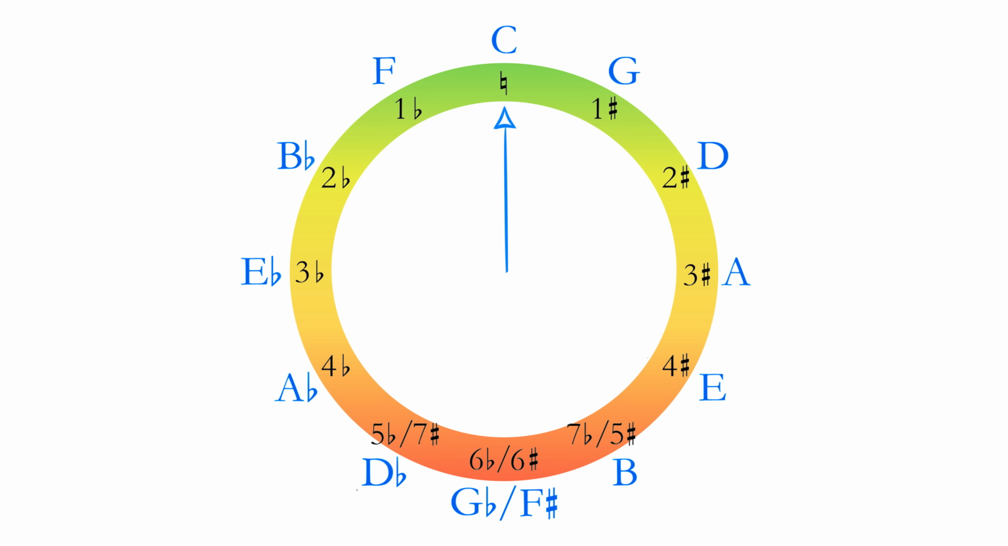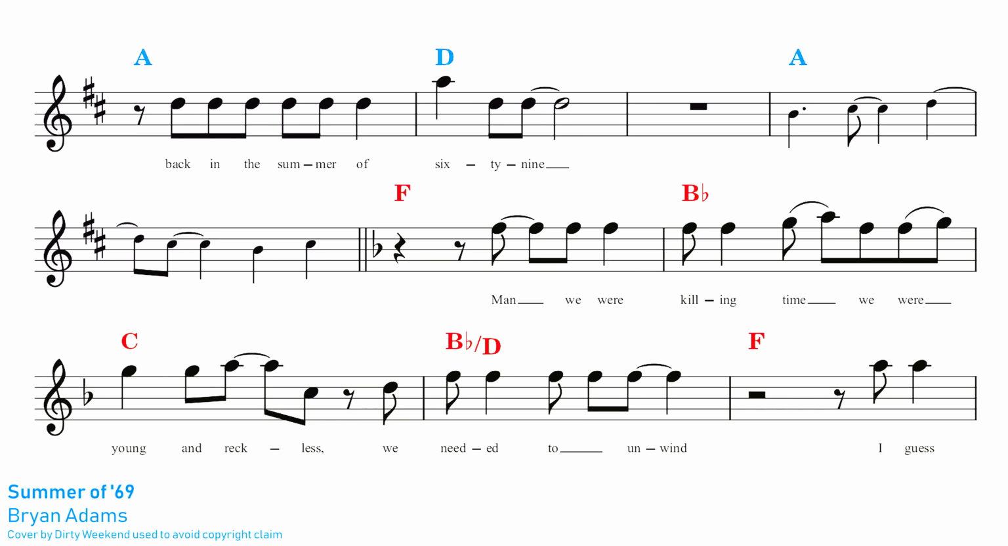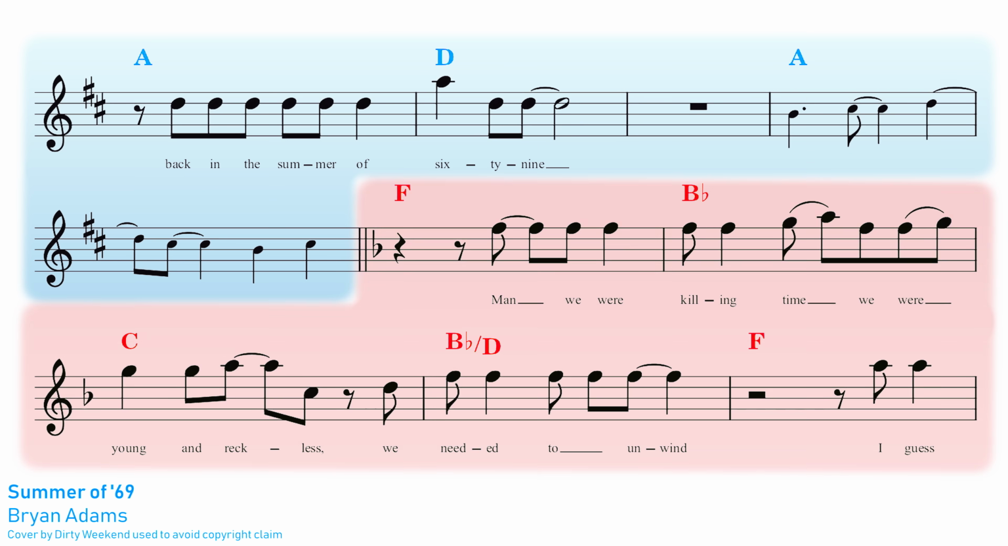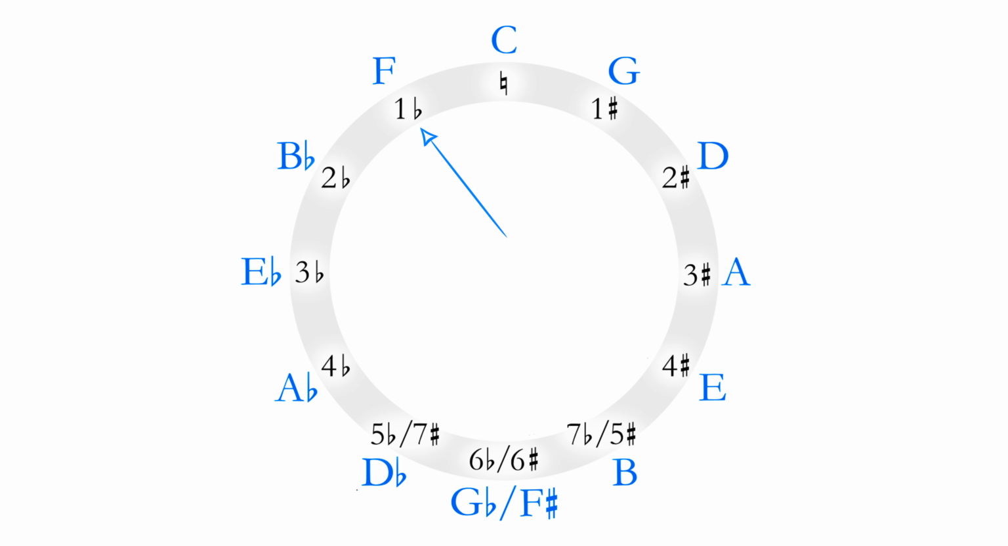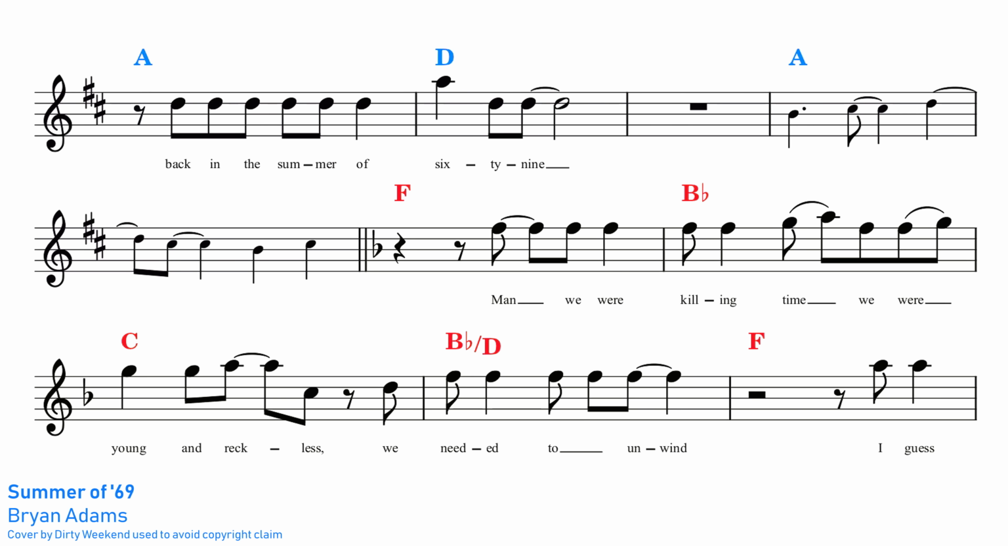And vice versa, the further we jump around the circle of fifths, the more stark and disconnected that modulation will sound, because those two keys are now unrelated. They don't share many notes in common. For example, the bridge of Summer of '69 by Bryan Adams modulates from the key of D major to the key of F major. And as we can see from the circle of fifths, these two keys are not very closely related. Therefore, this key change will sound quite bold and disconnected.